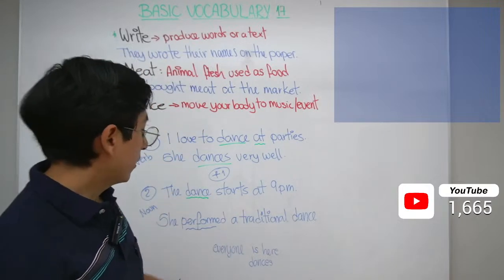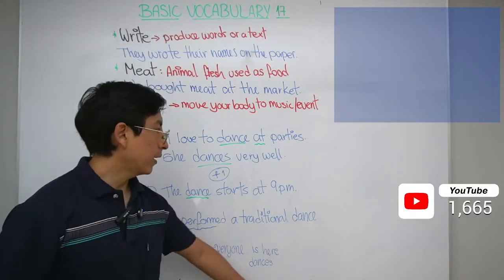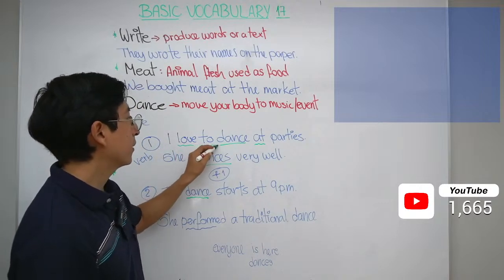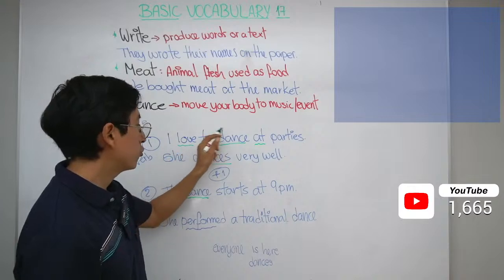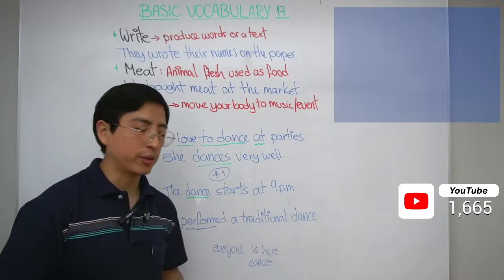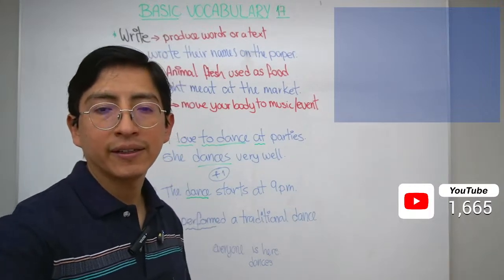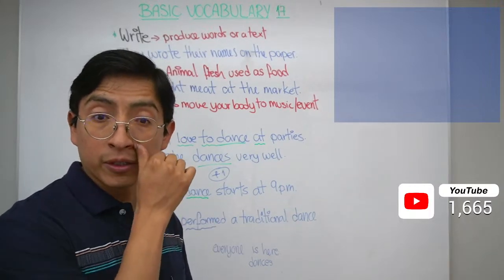Remember, recuerden esto, primer verbo, love. Segundo verbo tiene que ir en infinitivo. I love to dance. ¿Ok? El segundo verbo tiene que estar en infinitivo. Cuando termina en ed es porque es pasado.